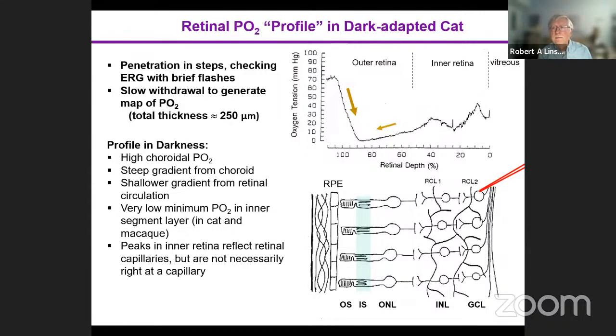So this profile is characterized by a few properties. There's a relatively high choroidal PO2 and a steep decrease in oxygen from that point down to the inner segments of the photoreceptors where all the mitochondria are, shown in light green here. There's a shallower gradient from the retinal circulation through this avascular layer to the same point. And in cats and monkeys, there's a very low minimum PO2 in the dark. In the inner retina, we have peaks and valleys of PO2, and the peaks correspond to being close to capillaries, but we can't see these capillaries. We just know they're there because these are relative maxima in the PO2 profile.